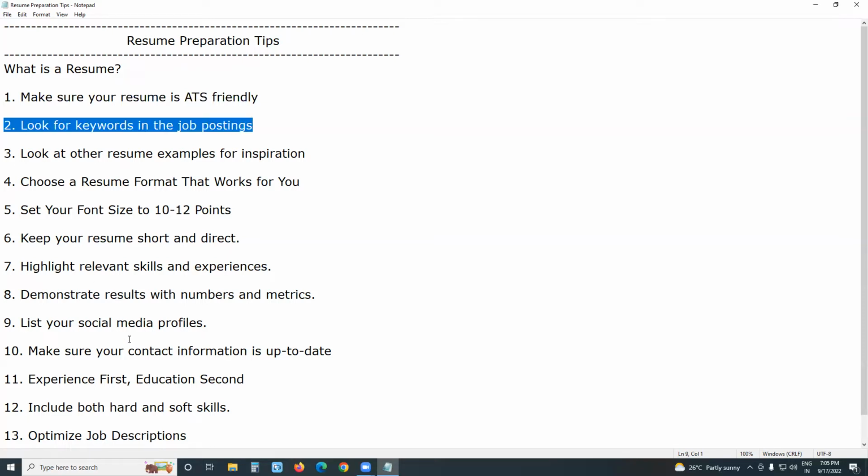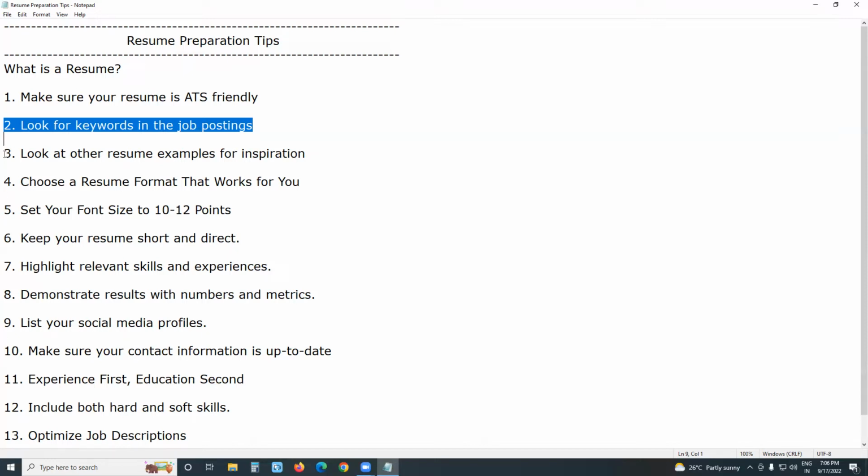Next, look for keywords in job postings. See, the best place to start when preparing to write a resume is to carefully read the job postings that interest you. As you apply for different jobs, you should study each job description for keywords that show what the employer is looking for in an ideal candidate. Include those keywords in your resume where relevant.